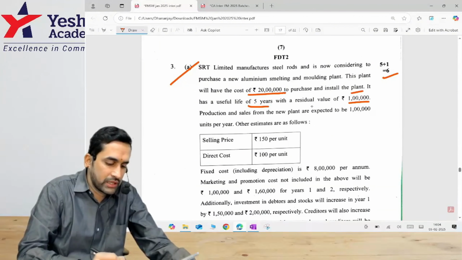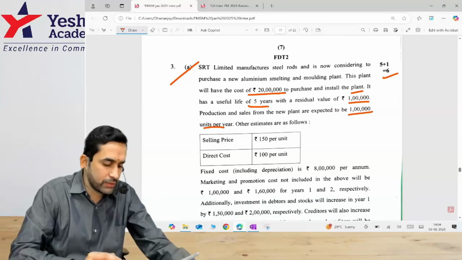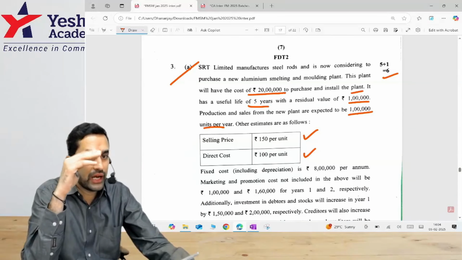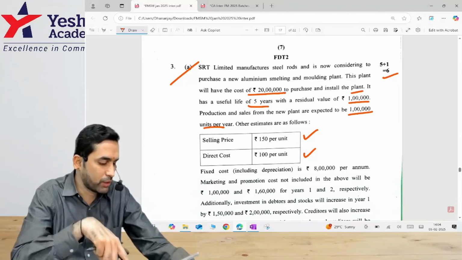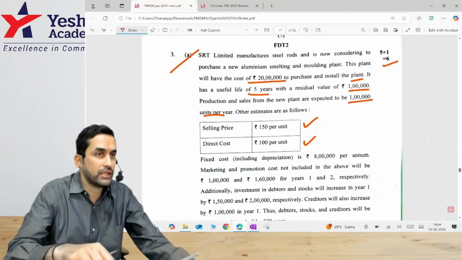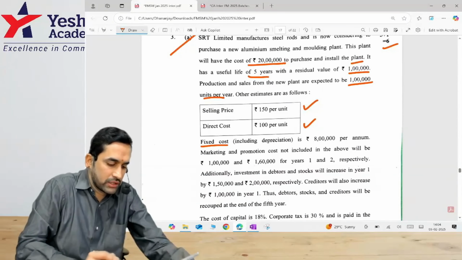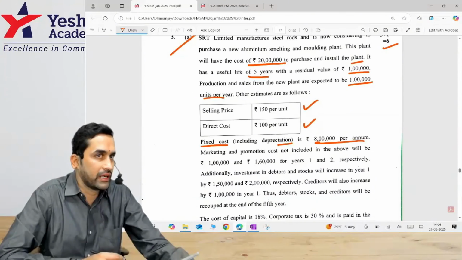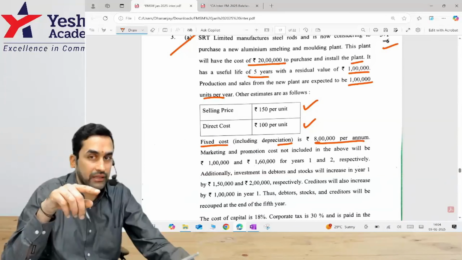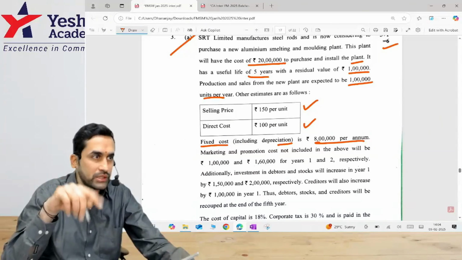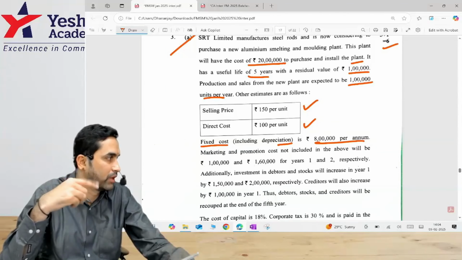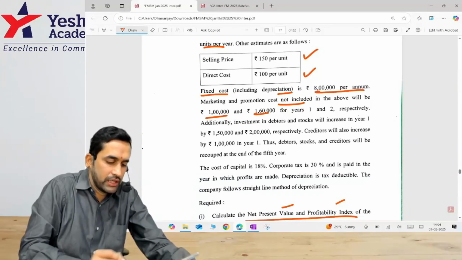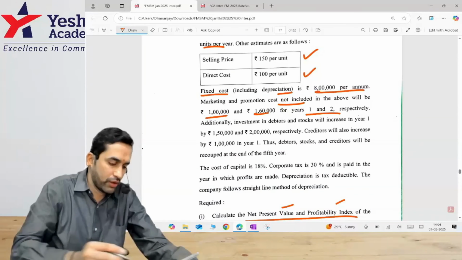Production and sales is expected to be 1 lakh units per annum, with selling price and direct cost given. So when you do your PBDT and then CFAT statement, you start with number of units into price minus number of units into cost. Fixed cost including depreciation is 8 lakh. When it is including depreciation, the answer that you get won't be PBDT, it will be directly PBT, but you will still have to calculate depreciation because you need to add it back later. Marketing and promotion not included in the above is extra in year 1 and year 2 that you have to take.